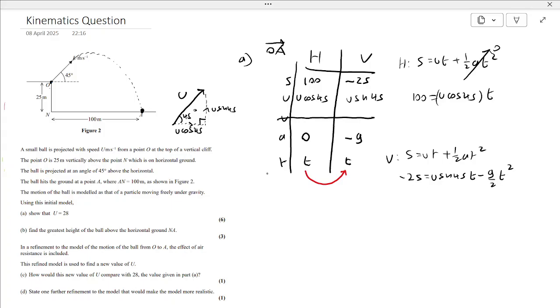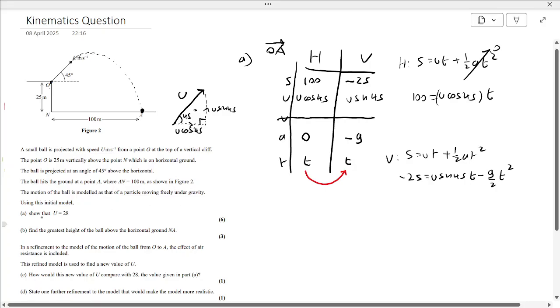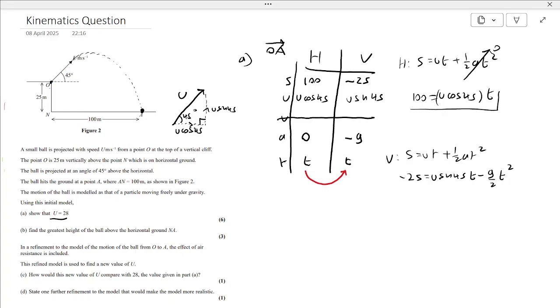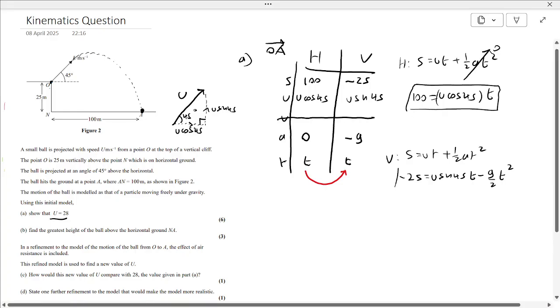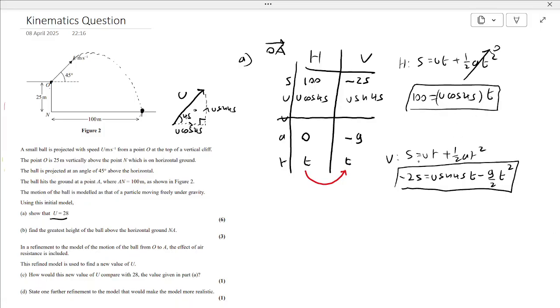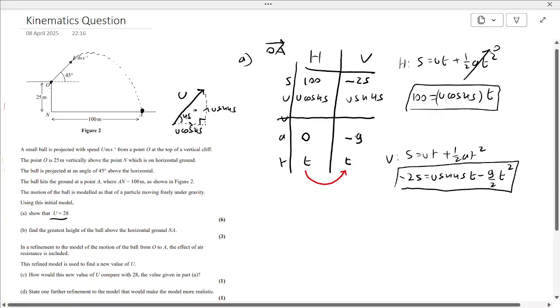And like I said, going back, reading the question, what do I actually want? It's wanting U. And I have two equations and two unknowns, right? U and T are my two unknowns, so I should be able to solve and find U. So like I said, I'm going to eliminate T. That is the way to go in a lot of cases.